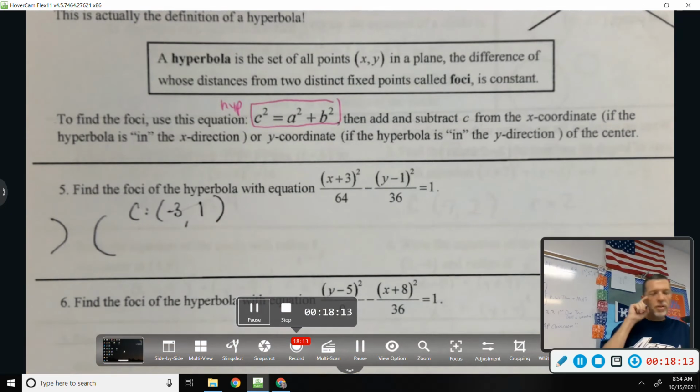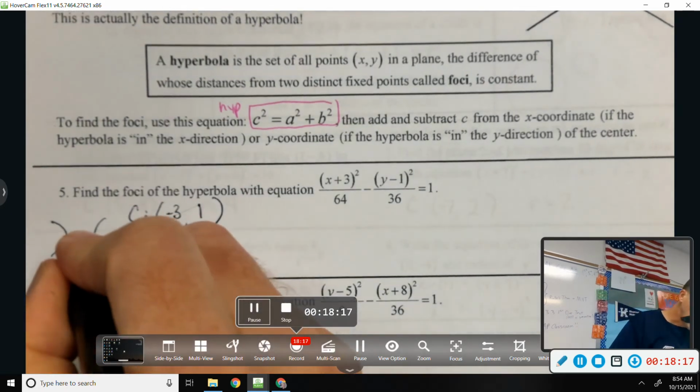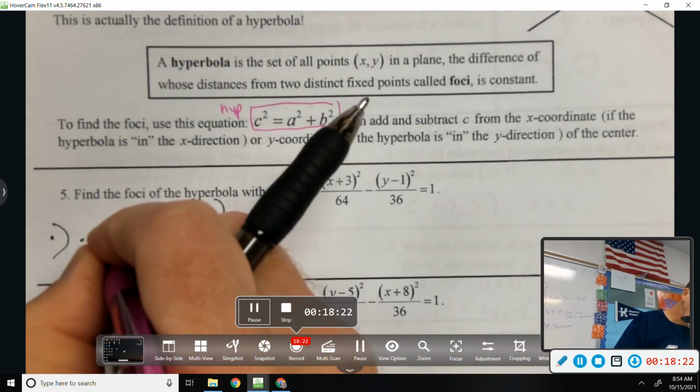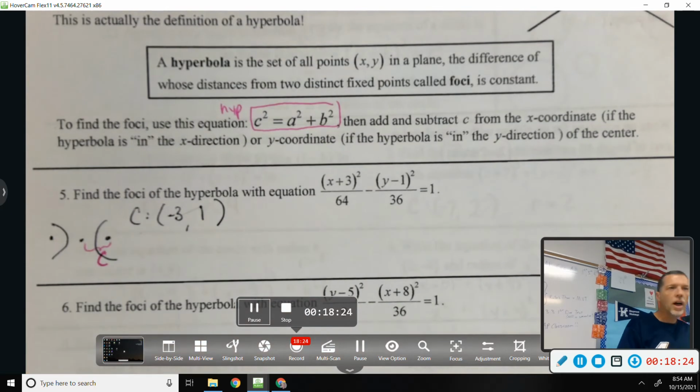So that means my foci are going to be left, right as well. So there's my center. There's my focus. It's C away. Before I even know what C is, am I going to be changing my x coordinate or my y coordinate? X. It's left and right, so the coordinate that controls left and right is the x coordinate. So I'll need to change my x coordinate.